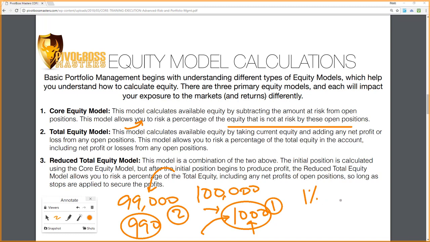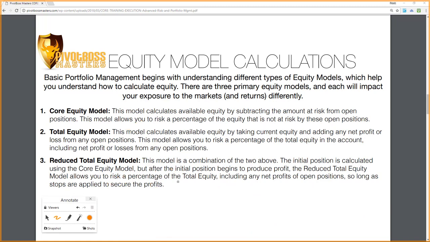So again, if you go to the third trade, subtracting 990 from 99,000, you would subtract 990 from 99,000. Whatever that number is, now you would take 1% of that, right? So basically, that's your core equity model. Basic equity model.